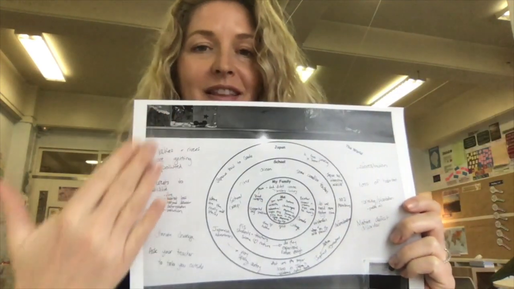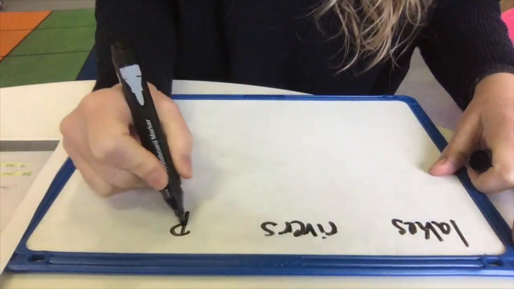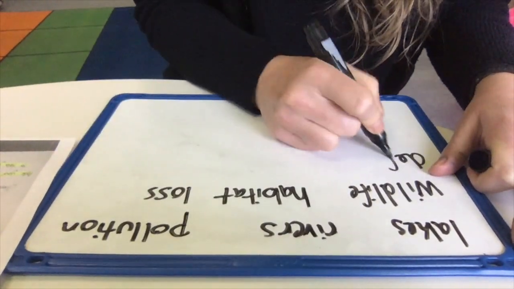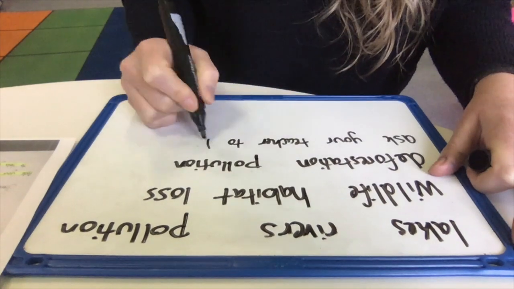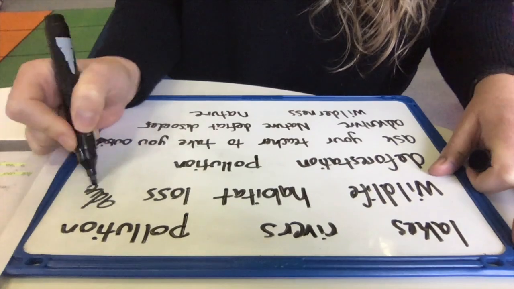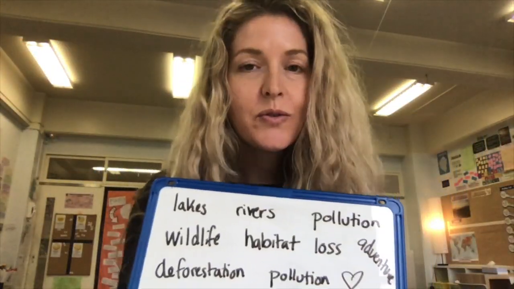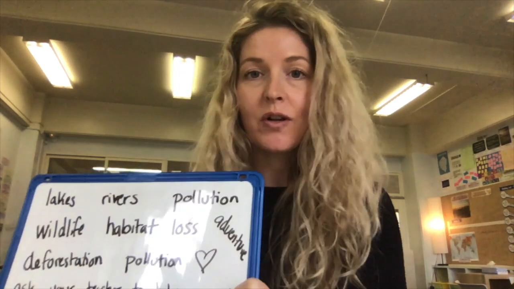I'm going to find the keywords just like we did when we were choosing our topic. As you can see, I've highlighted some keywords to help me. I'm going to start recording them on my whiteboard now. So now that I have my keywords, I'm going to go over what makes a good central idea.